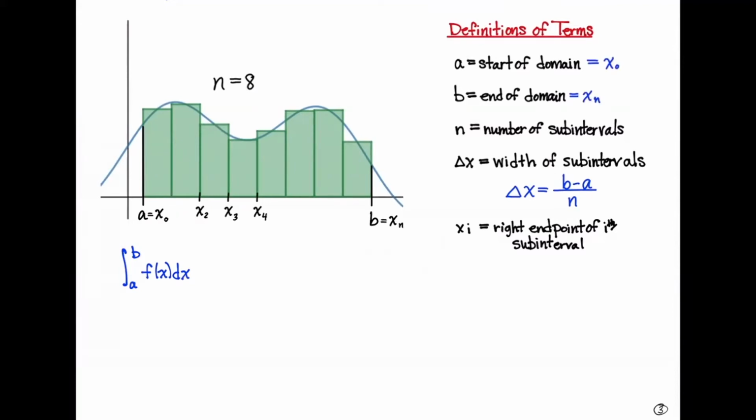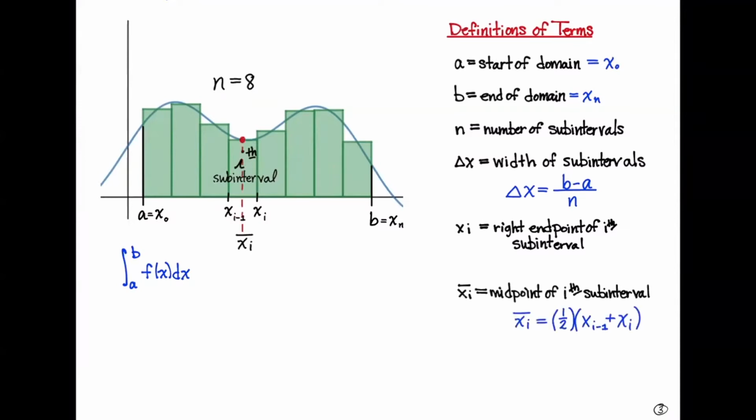So if x sub 1 is the right endpoint of the first subinterval, then the one to the left of it, our a, is going to be x naught. And then at the end of our domain, we can define b as x sub n. And to generalize, the ith subinterval is just any random subinterval that's going to fall in between our bounds a and b. Now, if x sub i is our right endpoint of the ith subinterval, then x sub i minus 1 is the left endpoint of the ith subinterval. And that's important because it allows us to define the midpoint of the ith subinterval. So we defined the midpoint as x sub i bar.